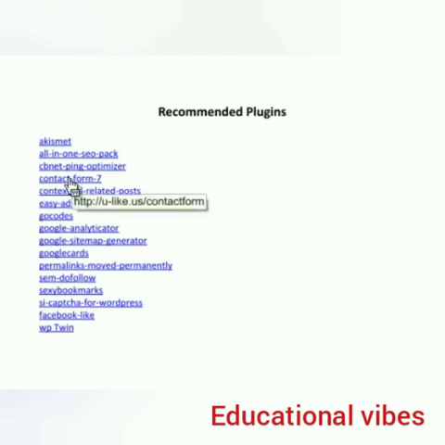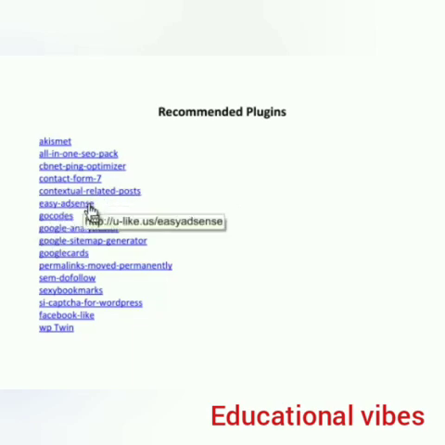Contact Form 7 is a great contact form, allowing people to get a hold of you without them having to know your email address. It's just a forms-based thing. Contextual related posts is awesome because at the bottom of every one of your posts, it finds relevant posts in your website that match or have similar content as this one, which helps your visitor to stay on your website longer and learn more stuff. Easy AdSense is great for Google AdSense, putting those ads up. Go Codes is a great redirect script for affiliate links.